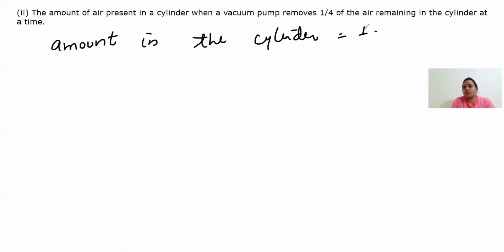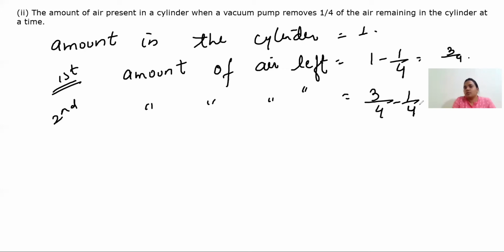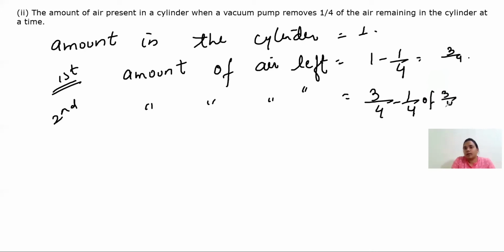So after the first removal, the amount of air left will be 1 minus 1/4, that is equal to 3/4. Then after the second time, the amount of air left will be 3/4 minus 1/4 of 3/4. Correct? Because it is 1/4 of the air remaining in the cylinder at a time.